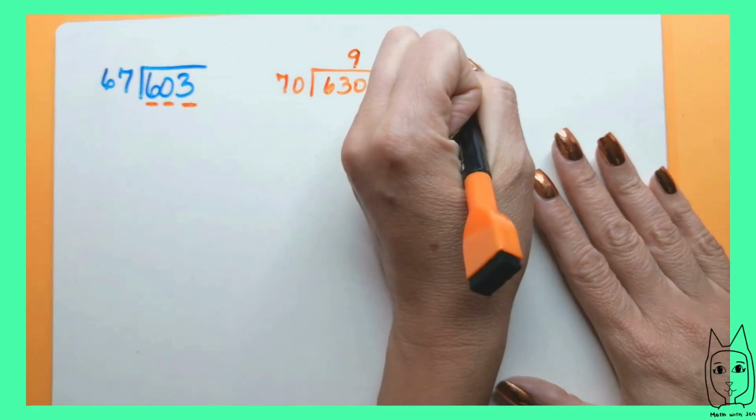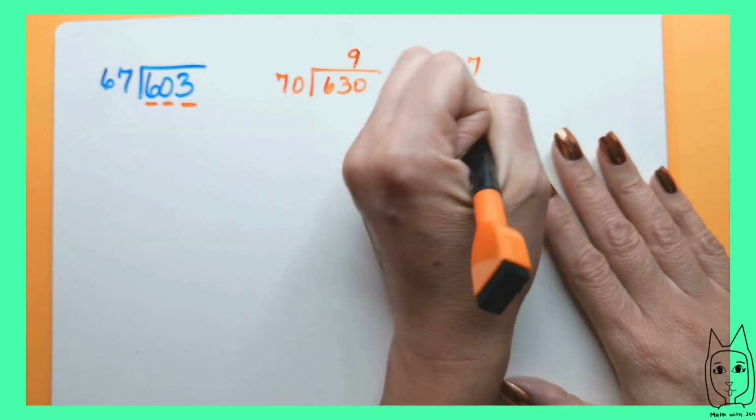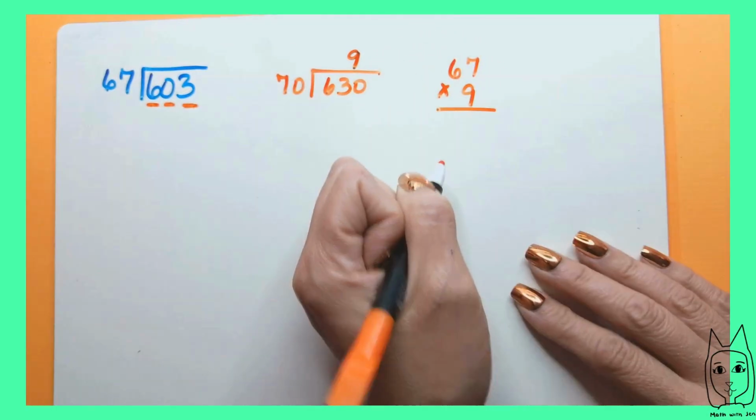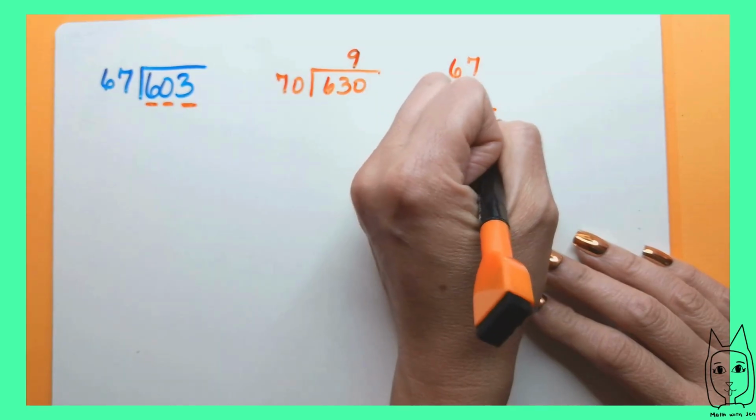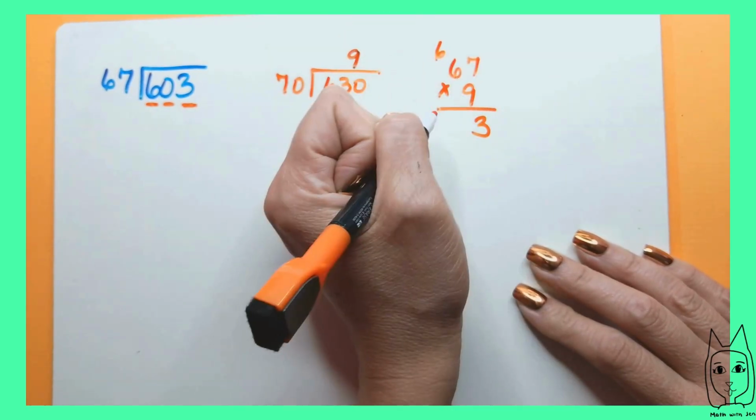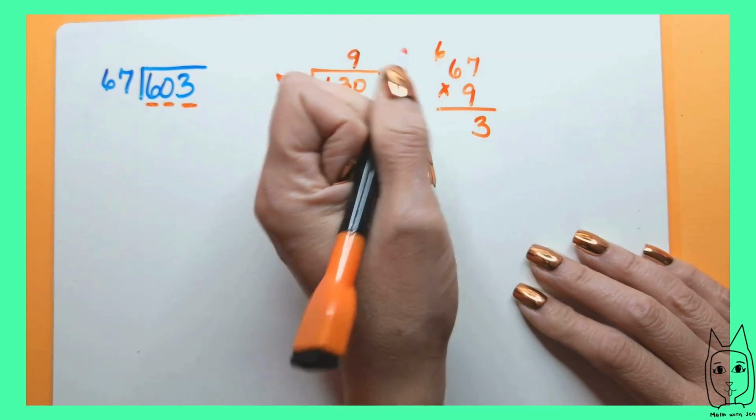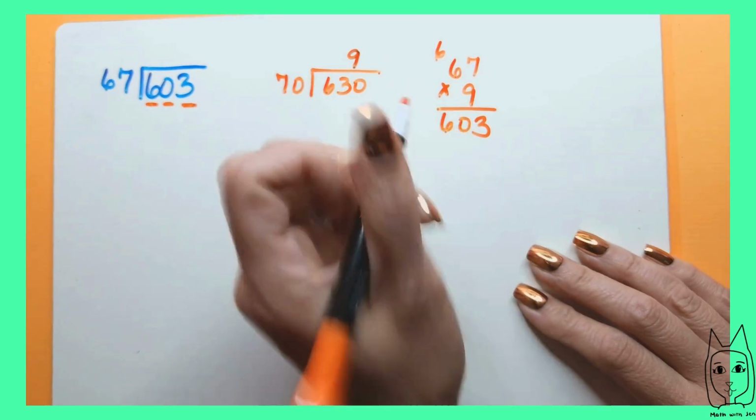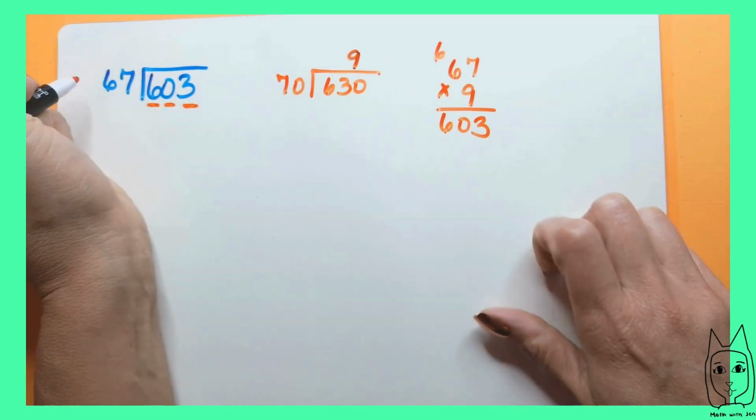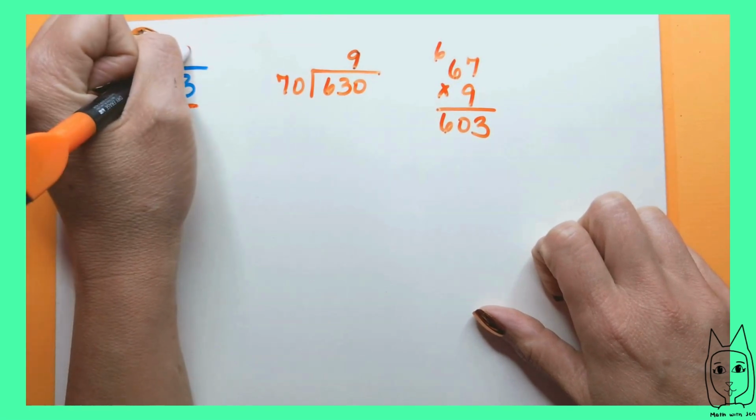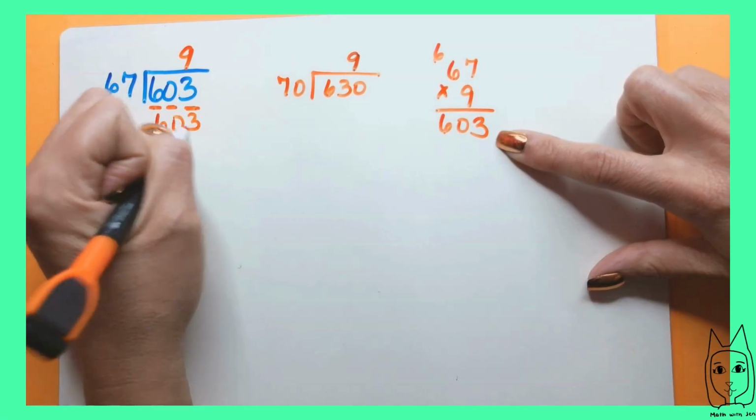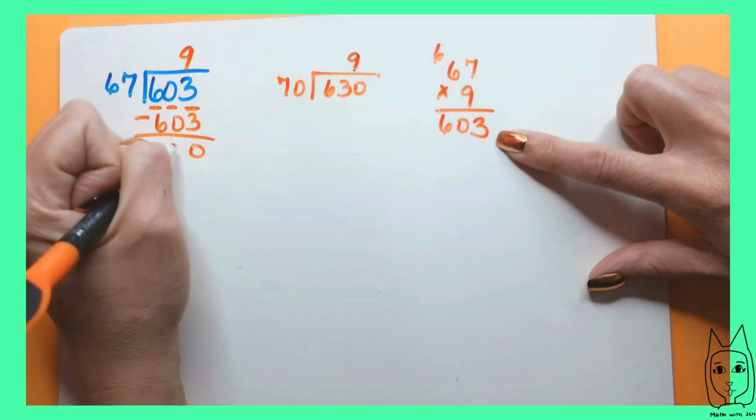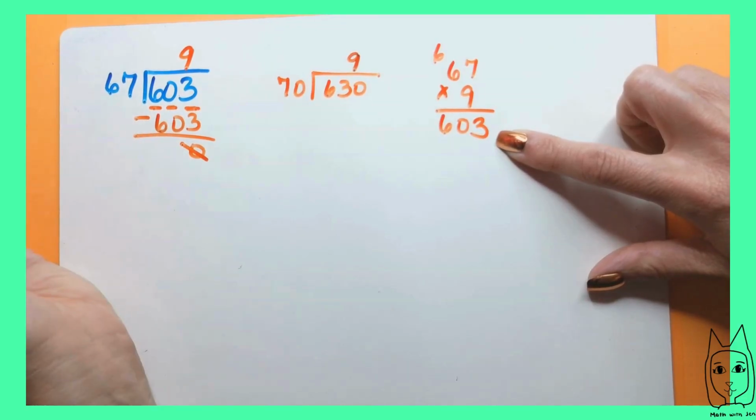I'm going to take my 67, and I'm going to multiply it by 9. So 9 times 7 is 63. 9 times 6 is 54, plus the 6 is 60. And what do you know? We got our answer. 67 goes into 603 9 times. So I'll go ahead and finish this problem. I'm going to subtract everything, so I get the 0.